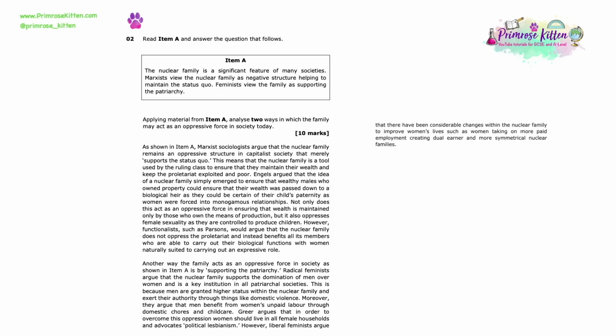Applying material from item A, analyse two ways in which the family may act as an oppressive force in society today. 10 marks. As shown in item A, Marxist sociologists argue that the nuclear family remains an oppressive structure in capitalist society that merely supports the status quo. This means that the nuclear family is a tool used by the ruling class to ensure that they maintain their wealth and keep the proletariat exploited and poor.